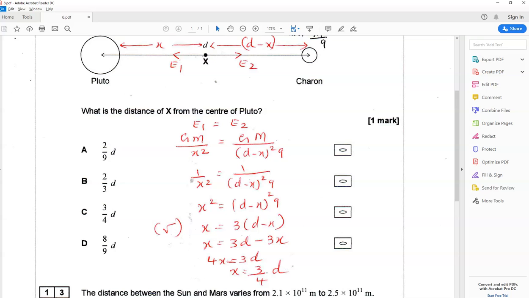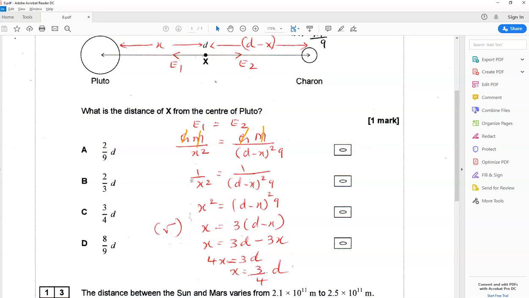E1 is Gm by x square, equal to Gm by (d minus x) whole square times 9. See, the mass of this moon is m by 9. If m is the mass of Pluto, the planet, and the problem says the mass of the moon is m by 9, this is how you get a 9 here. Now everything will cancel away. You'll be left with 1 by x square is equal to 1 by (d minus x) square into 9.